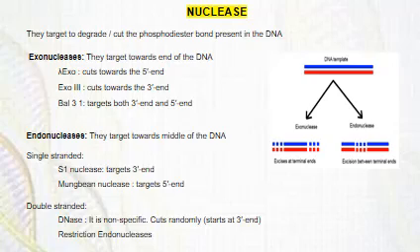Coming to endonucleases, they target the middle of the DNA. These are of two types, single stranded and double stranded. In single stranded, we have S1 nuclease that targets the 3' end, and mung bean nuclease that targets the 5' end. In double stranded, we have DNase, which is non-specific, cuts randomly and starts at the 3' end, and restriction endonucleases.